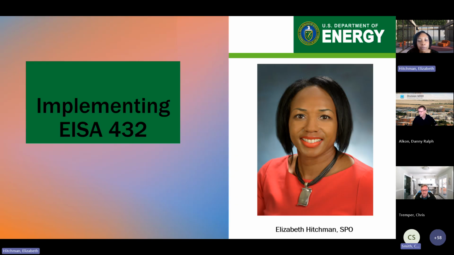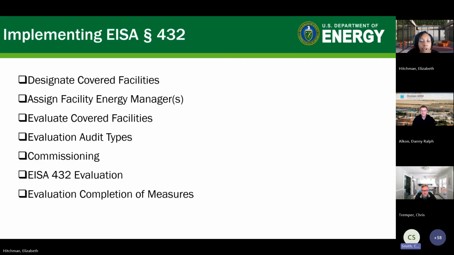Okay, great. So now we've come to the second part of the presentation, the actual implementation of EISA 432. There are 7 areas today that we're going to cover, which I think are the most important parts, so that you can understand what it is that needs to actually be submitted. First, we're going to talk about what designates a covered facility, how you assign the facility energy manager, the audit, evaluating covered facilities, the different evaluation audit types, a brief description of the different types of commissioning, the EISA 432 evaluation, and the evaluation completion of measures.